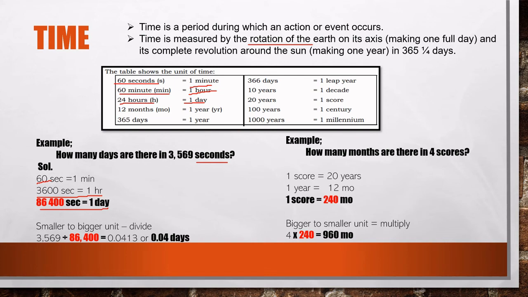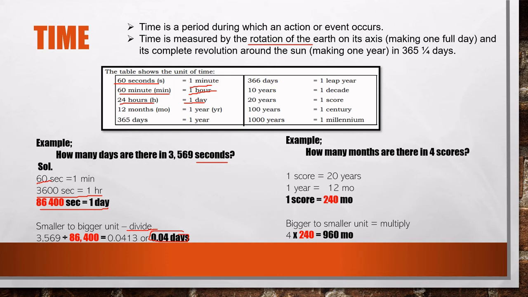So, since you are converting from smaller to bigger unit, you are going to divide. So, the given is 3,569. Divide by 86,400 will give you 0.0413, or rounding to the nearest hundreds, we have 0.04 days. And this will be your answer.